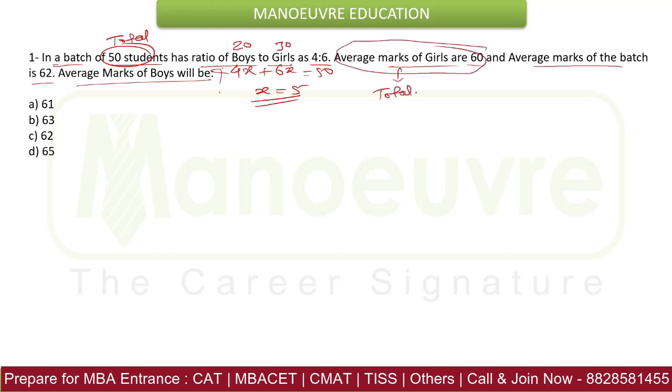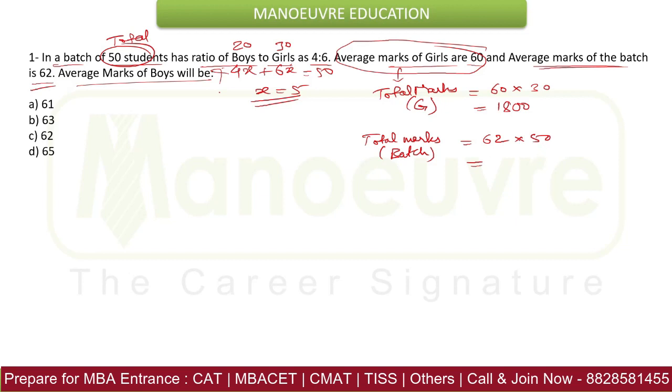That means total marks of girls will be average into total number of girls, that is 30. So that will be 1800. Now average marks of the batch is 62. That means total marks of batch will be again average into total students, that is 50. So that will be 62 times 50, which is 3100.